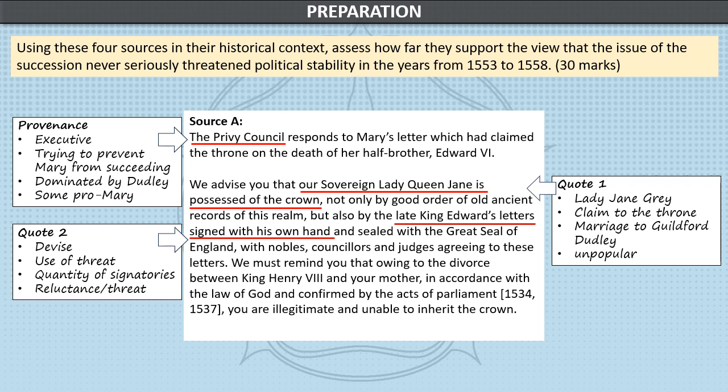My second quote could be that the late King Edward's letters were signed with his own hand. Now I recognise this as a reference to the device to alter the succession. I also know that this was only achieved by threatening and intimidation of councillors, but I know that it was signed by a number of other important people, but there was reluctance to sign the device. So those are the kind of points that I might use and expand upon. So again, this is just a short bullet point list of the odd word here or there.